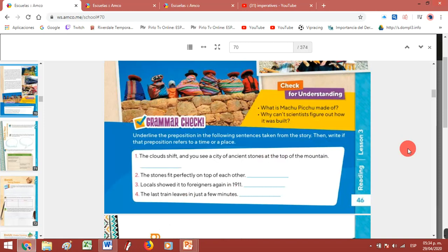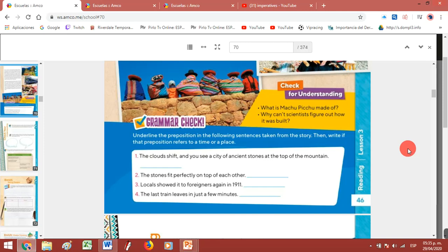Okay, beautiful story. Then we are going to do, in our optional pages, the check for understanding, and we are going to make a drawing from the story. You can choose any picture that you have in your book, or you can invent any drawing. Then we are going to do the final activity, that is grammar check. It says here, underline the preposition in the following sentences taken from the story. Then you are going to write if that preposition refers to a time or a place.